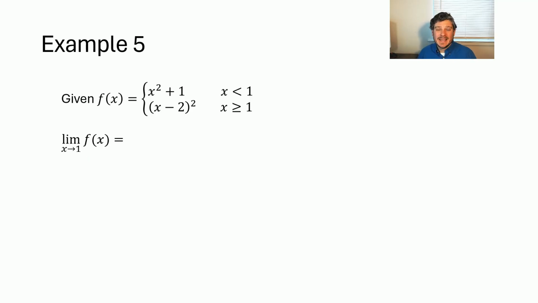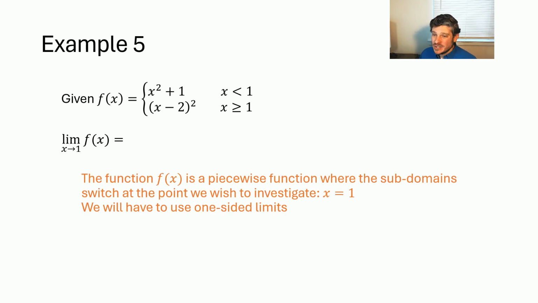All right, example number 5. Let's say I'm given this function f of x, which is a piecewise function. So x squared plus 1, where x is less than 1, and the quantity x minus 2 squared, when x is greater than or equal to 1. And so I want to know, what is the limit as x approaches 1 of this function? Well, this function, like I said, is a piecewise function where that subdomain actually switches exactly at the point I'm trying to investigate, which is x equals 1.